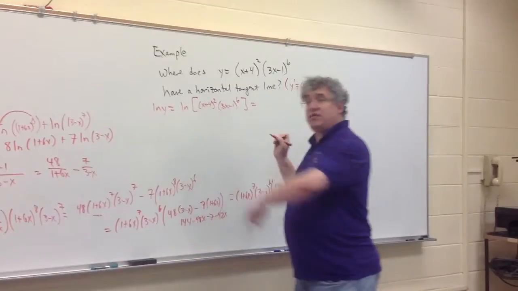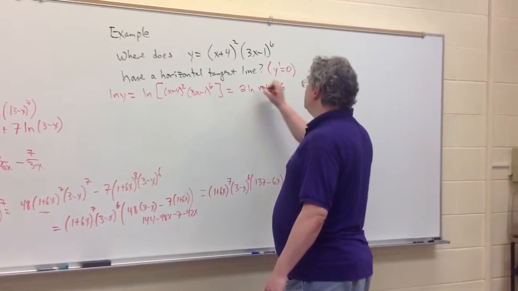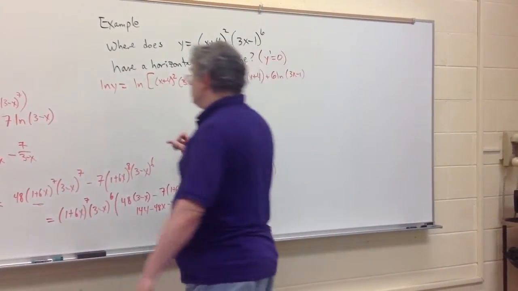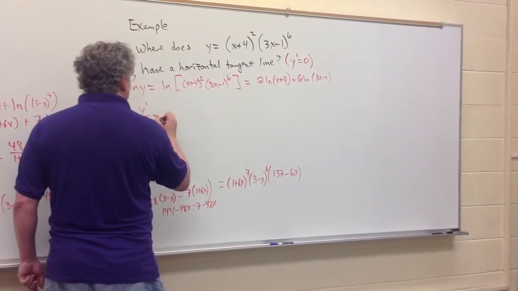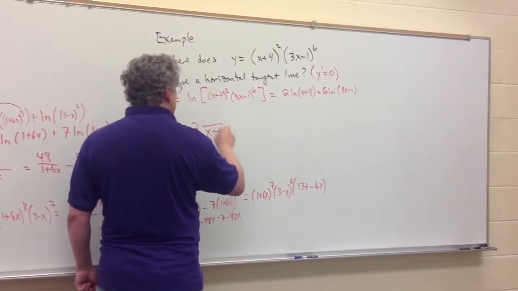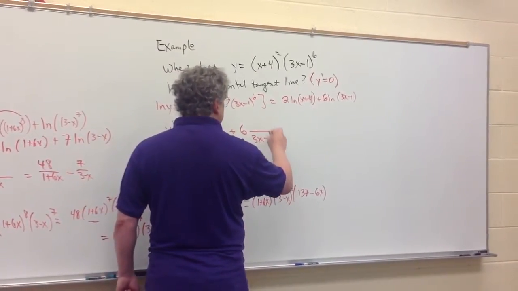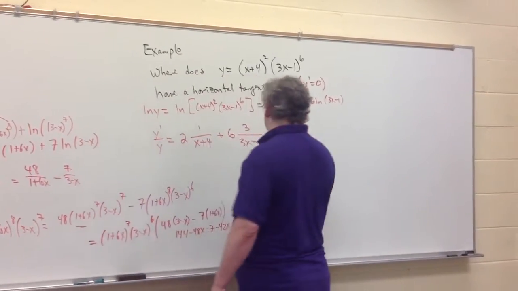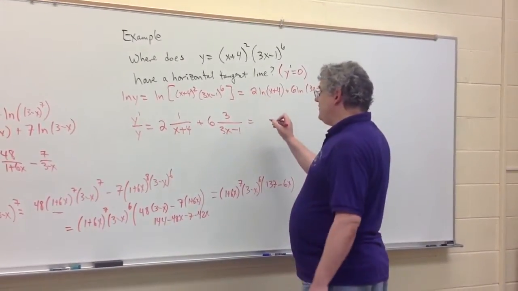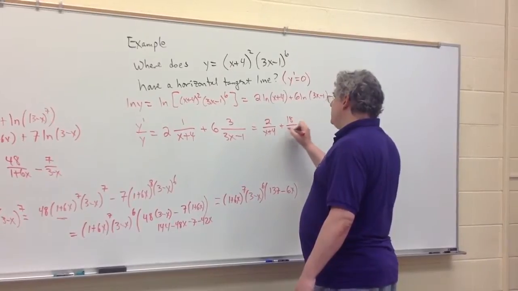So we get, doing both the steps that we worked out there, 2 ln (x plus 4) plus 6 ln (3x minus 1). Now if I take the derivative, y prime over y will equal, what's that? The derivative of that will be 2 times 1 over that times its derivative plus 6 times 1 over 3x minus 1 times its derivative. Now this time, I'm going to try to combine those before I bring the y over. So I have 2 over (x plus 4) plus 18 over (3x minus 1).